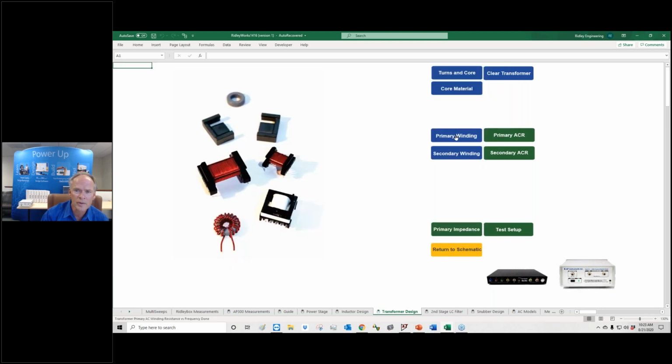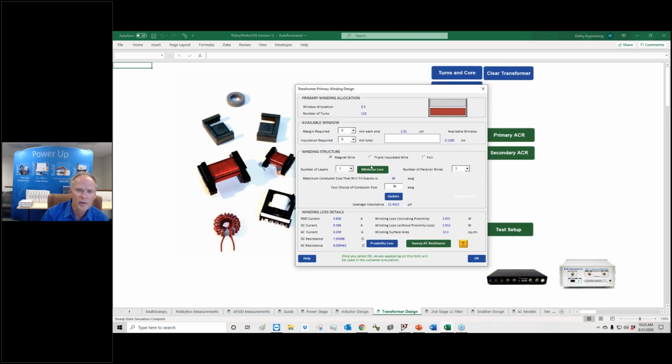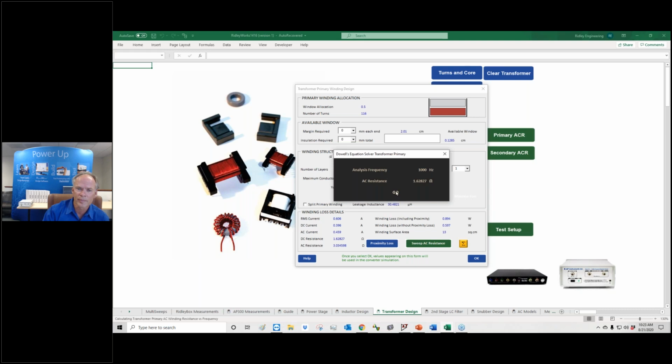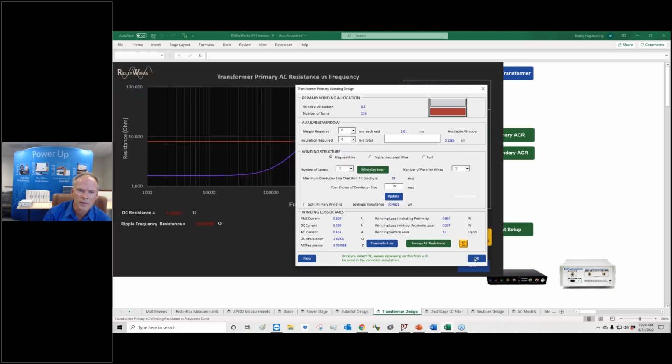And now let's go look at the primary winding again. Say, hey, let's wind it with 2 layers because I don't like that 2.9 watts. Let's go 2 layers. And that now comes down to 0.5 watts with DC calculations, 0.9 watts with AC. Let's go look at the curve again. Solving Dowell's equation for transformer primary. 10 kilohertz. 100 kilohertz. 1 megahertz. 10 megahertz. Okay. Solution complete.